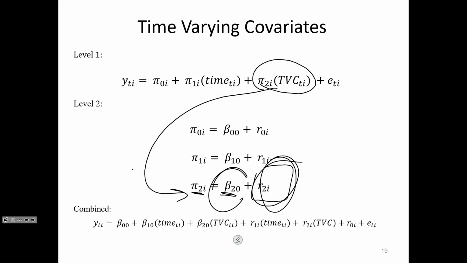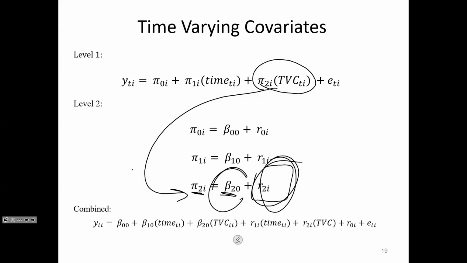But what we don't have here, if you look at this, is an effect of the time-varying covariate on the outcome variable across time. In this model, we're not allowing the effect of the time-varying covariate on the outcome to vary across time. Again, it's like an additive regression model. We're saying there's some effect of time on the outcome variable, and there's some effect of the time-varying covariate on the outcome variable. But in a model like this, we're assuming that the effect of the time-varying covariate on the outcome variable, even though it might vary across people, does not vary across time.